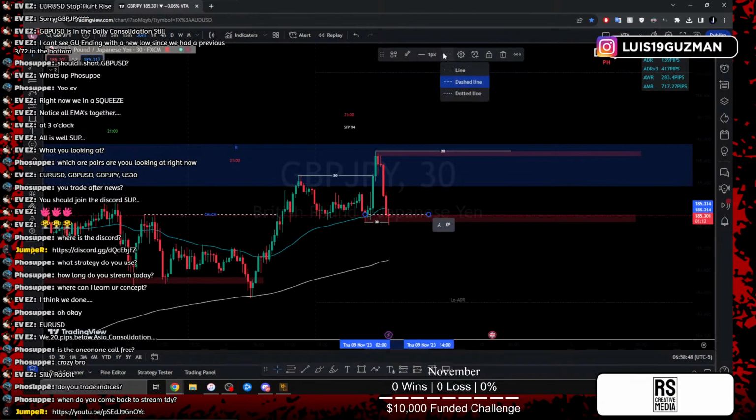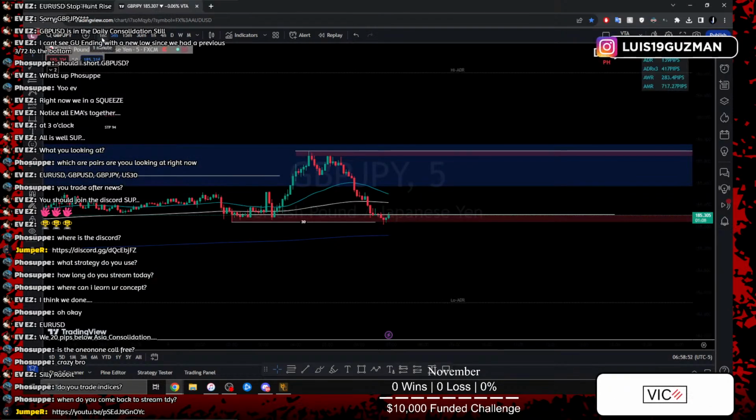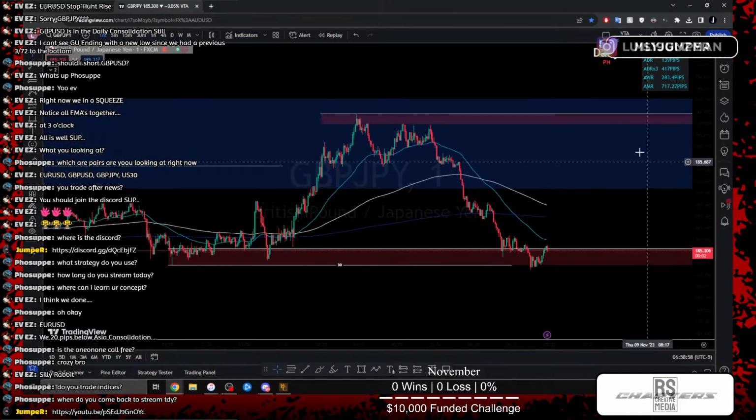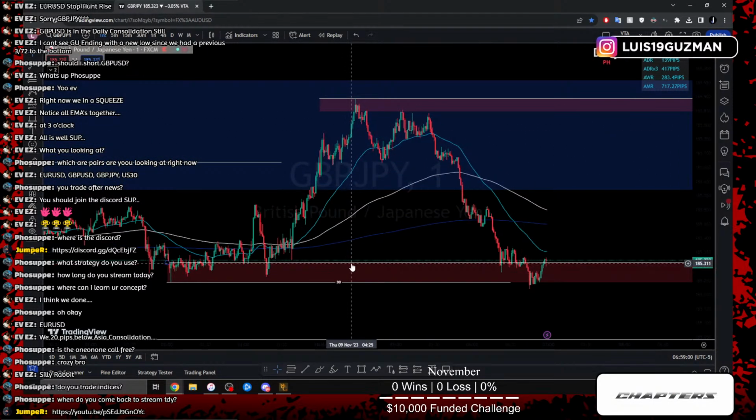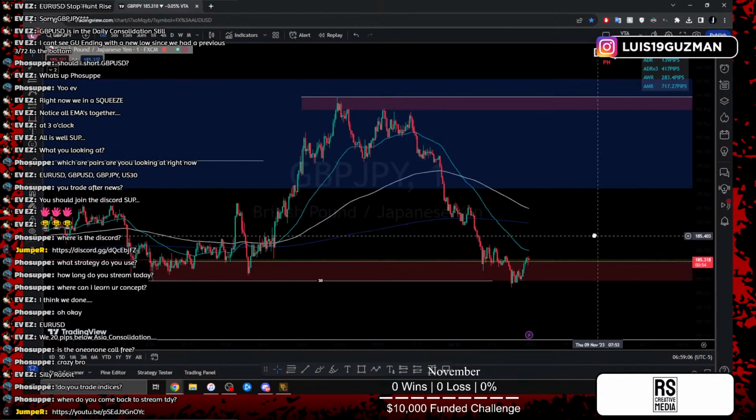Right, so I'm going to change this to a straight line so I'm not confused, right? Let's go down to a lower time frame. Again, at this point we know that this is our low of the day. Let's change the line again to green. Well, no, to red, but no, because there's a red zone. Let's change it to green.